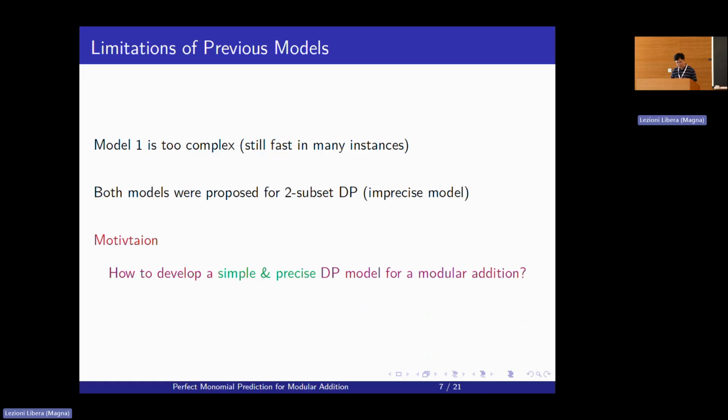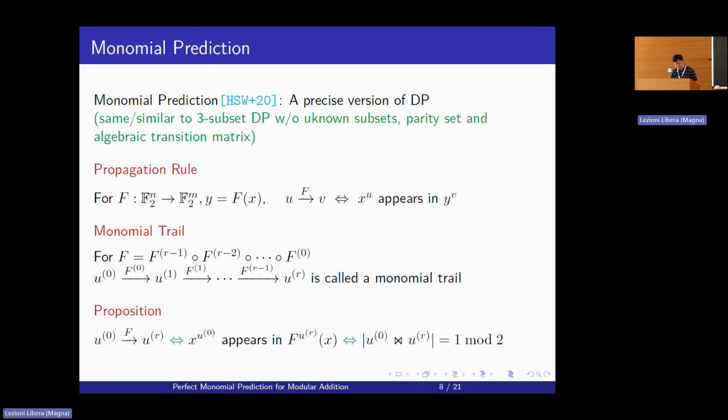However, the first model is obviously too complex. You need to memorize a lot of sequences of operations. The second model is simpler, but both models were proposed for the two-subset division property. The two-subset division property is an imprecise model. That means even for a small operation, it will bring some redundant trails. So it will bring some imprecision, but of course it is faster and more efficient. So the motivation of our paper is to give a simple and precise division property model for modular addition.